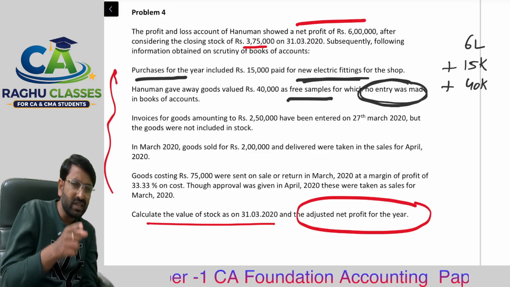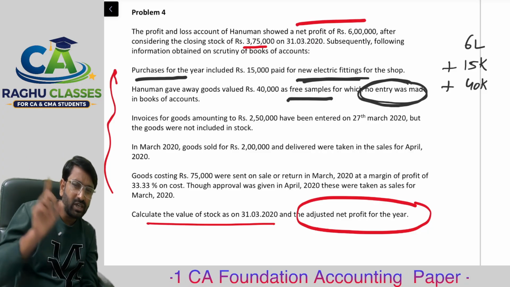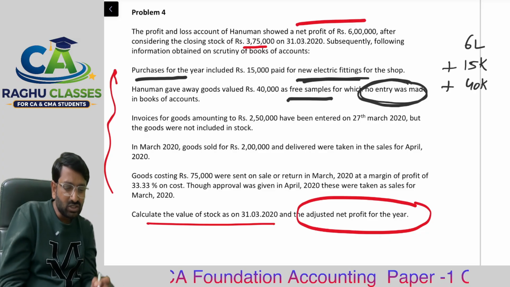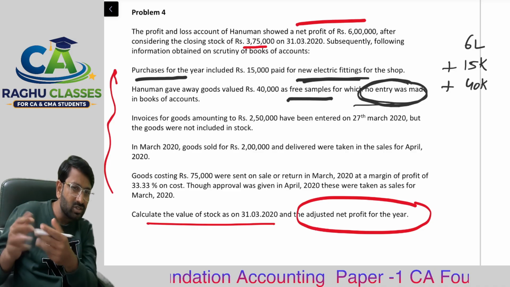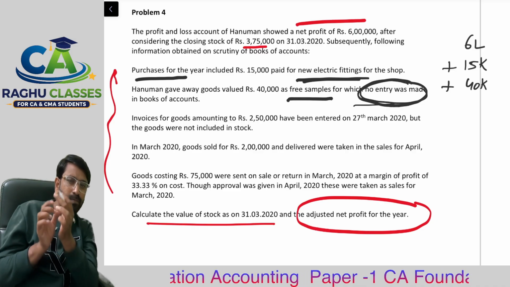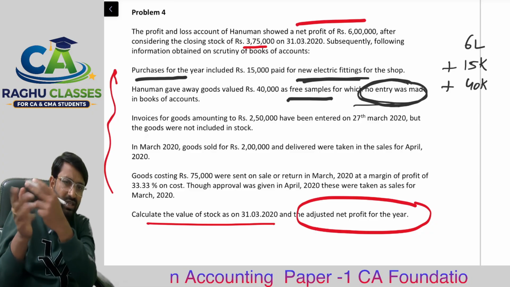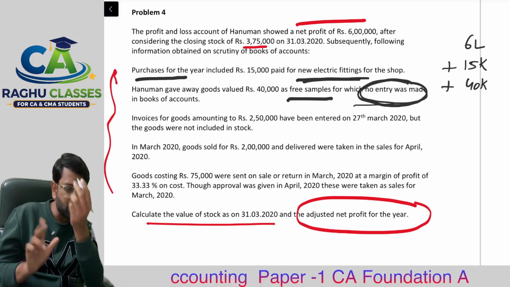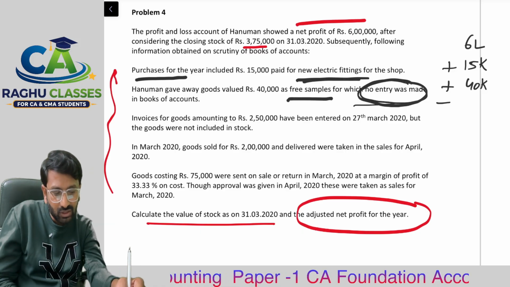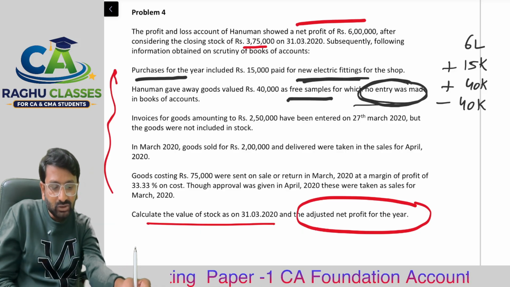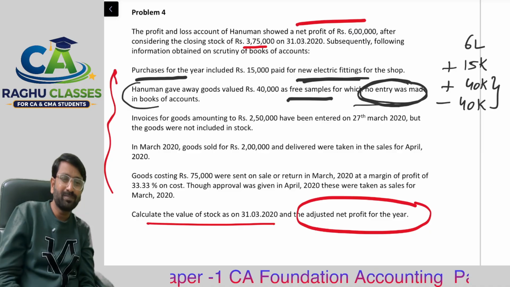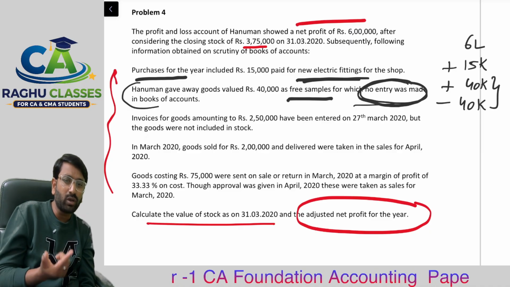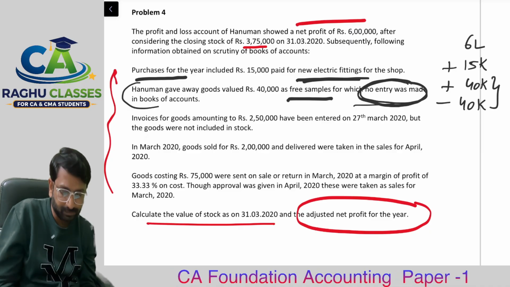Effect number two, the same advertisement free sample should have been debited to P&L. Since no entry was made, you have not taken that in profit and loss account debit side. And because advertisement was not taken at all, your profit would have increased. And how do you rectify that now? Minus 40. So effectively for this particular point, there's no impact. 40,000 add and 40,000 minus, no impact. Next one.